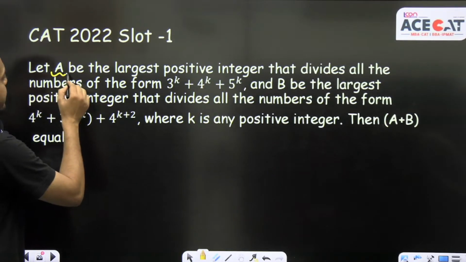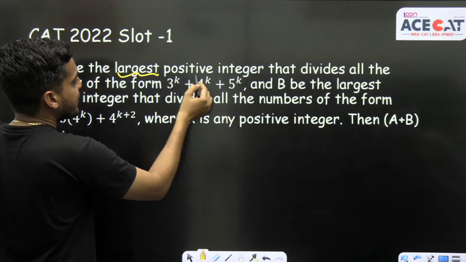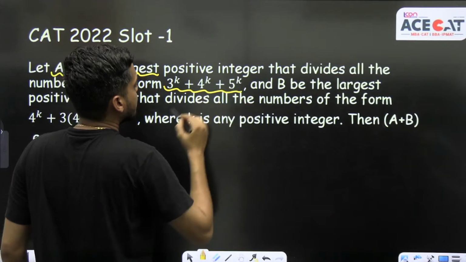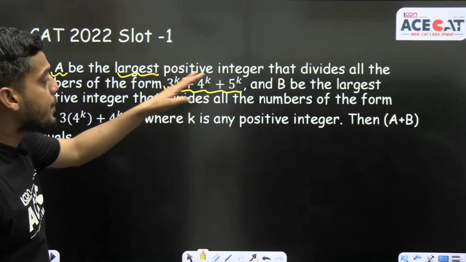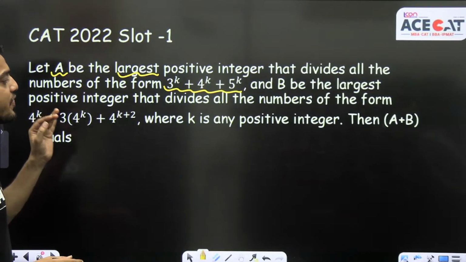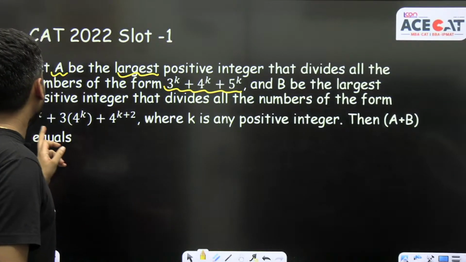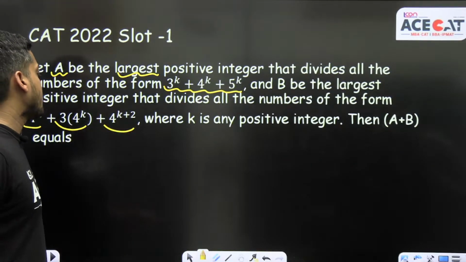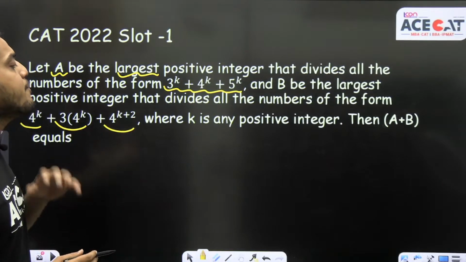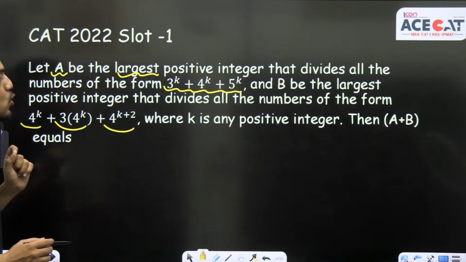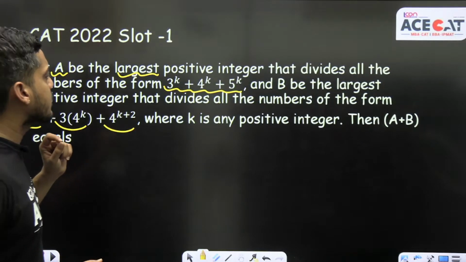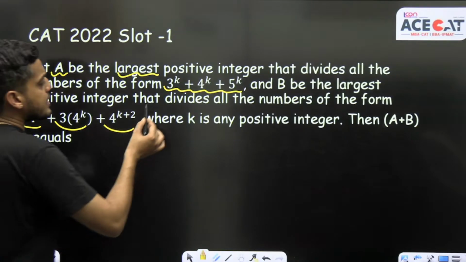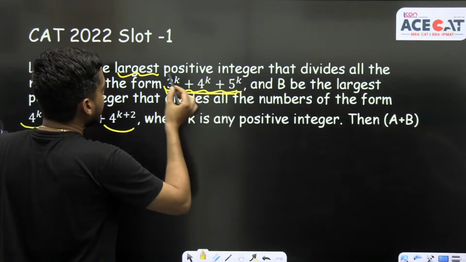Let A be the largest positive integer that divides all the numbers of the form 3 to the power k plus 4 to the power k plus 5 to the power k, and B be the largest positive integer that divides all the numbers of the form 4 to the power k plus 3 into 4 to the power k plus 4 to the power k plus 2, where k is any positive integer. Then A plus B equals what? So first of all, the first form is this. The largest positive integer that will be able to divide this expression will be A.